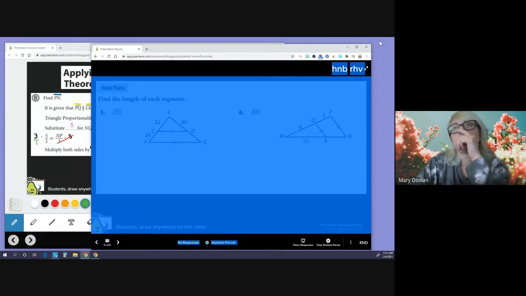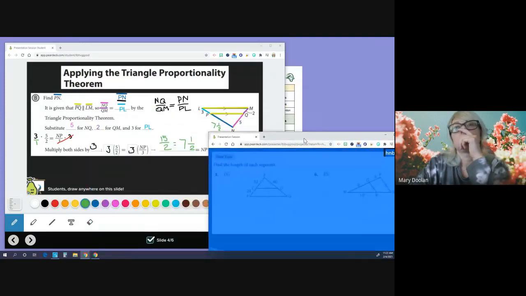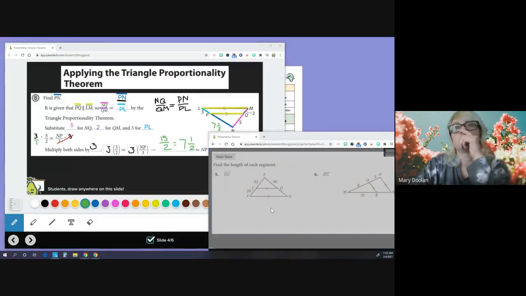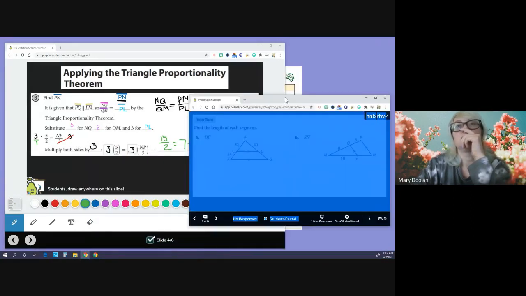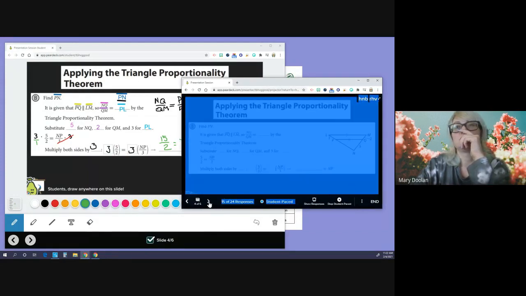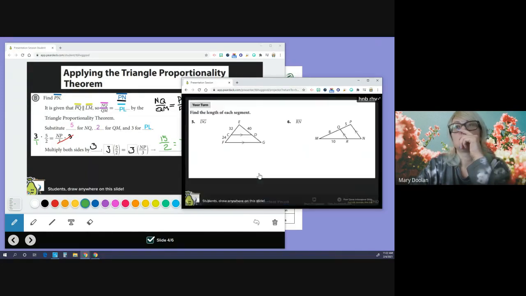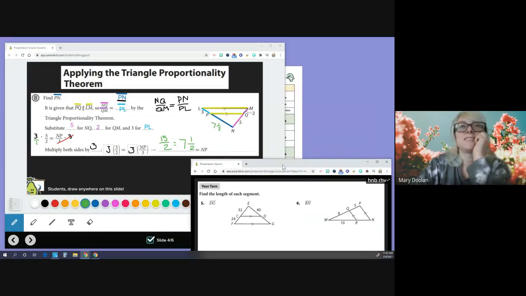Oh, and there you go. I don't know why it's so blue. Stop being so blue. What did I do? Why is it so blue? Oh my gosh. There, now it's gone. So weird.